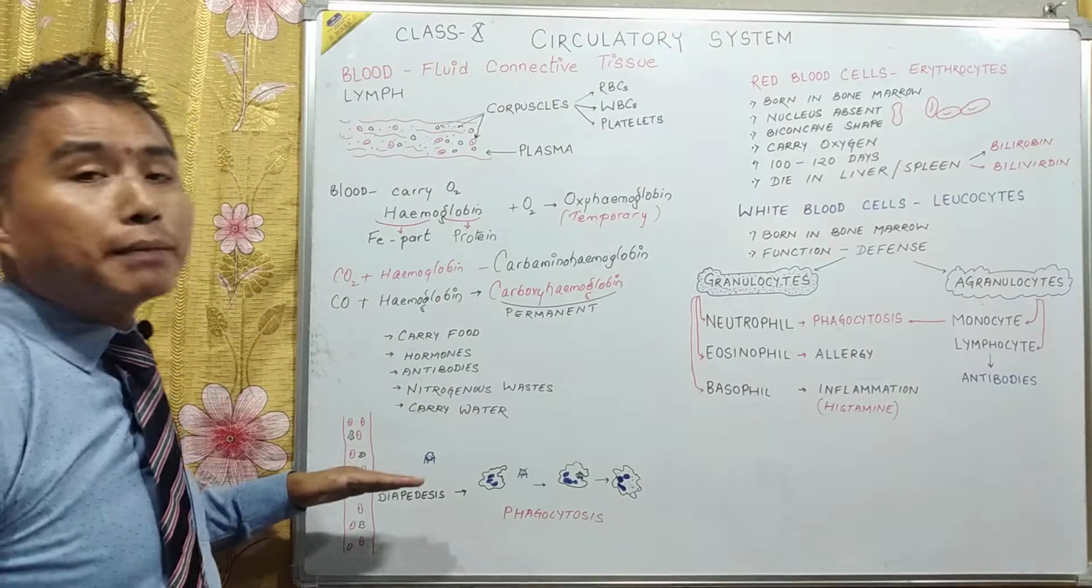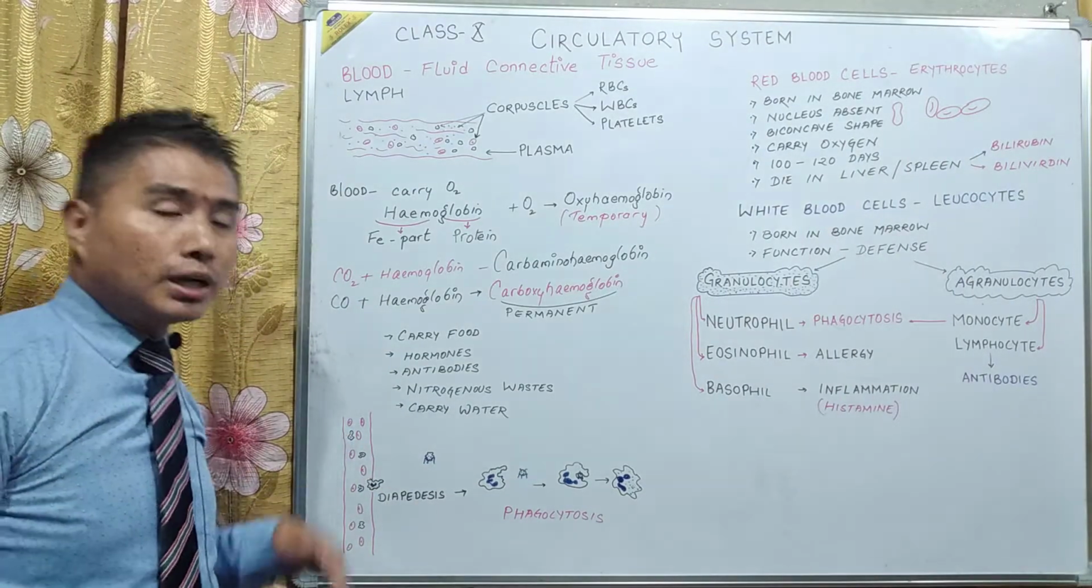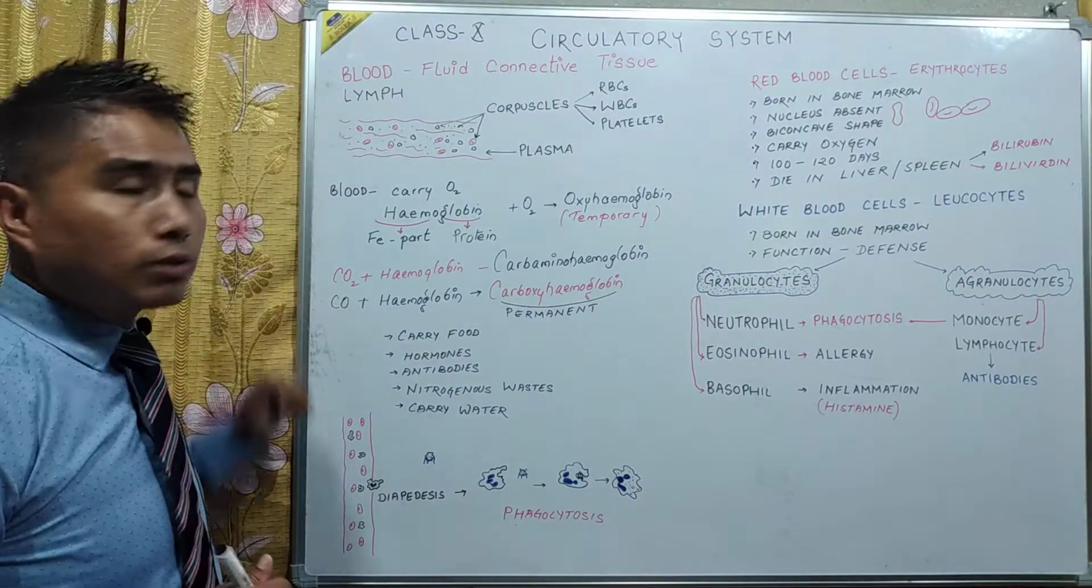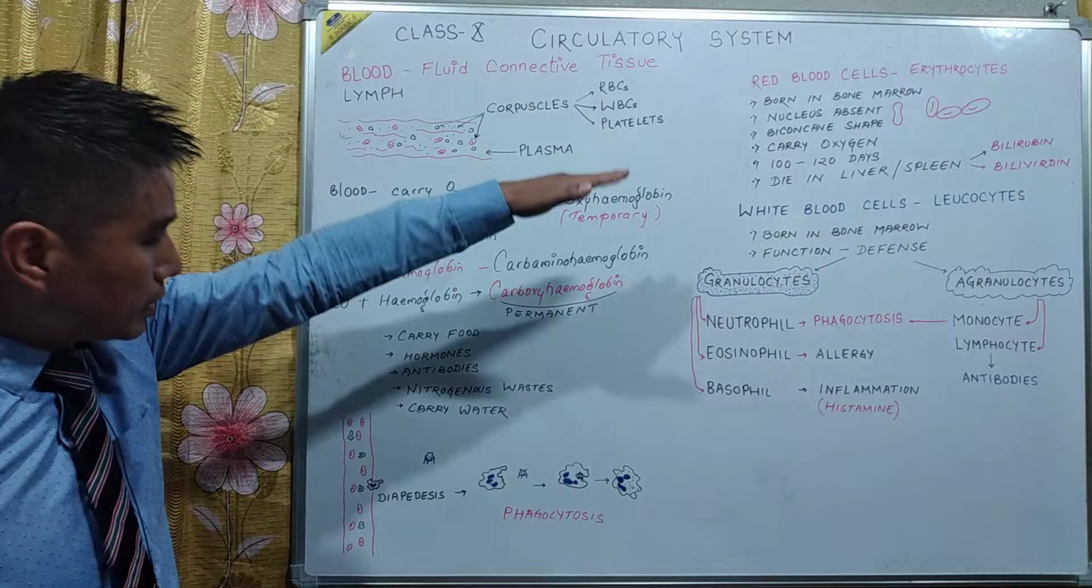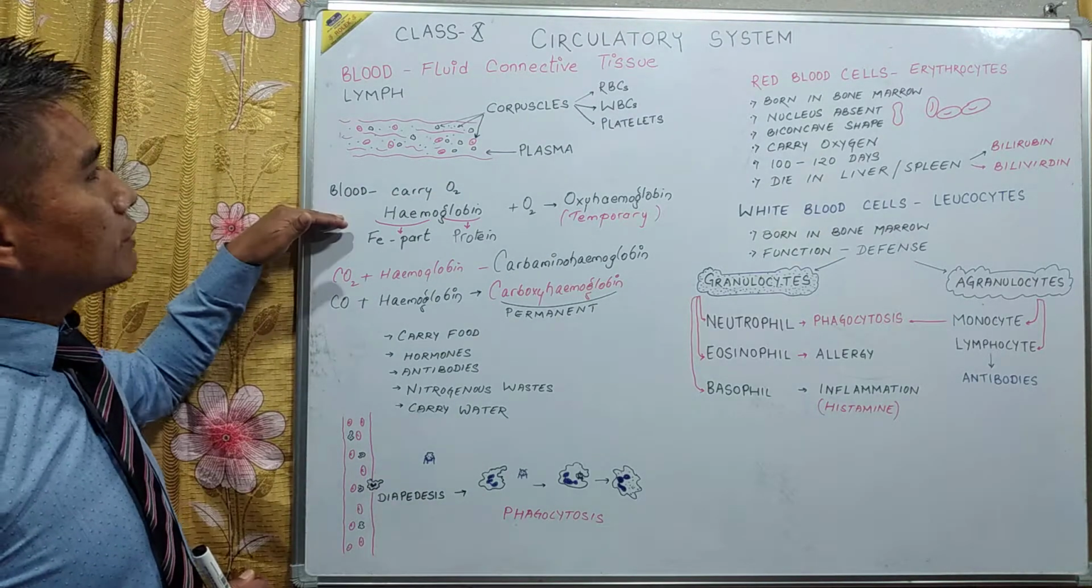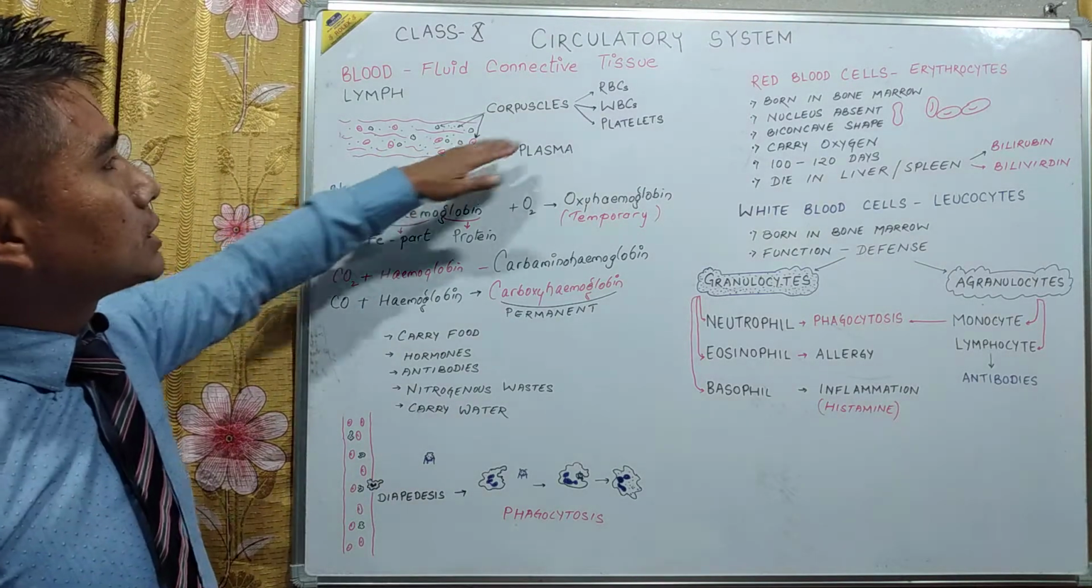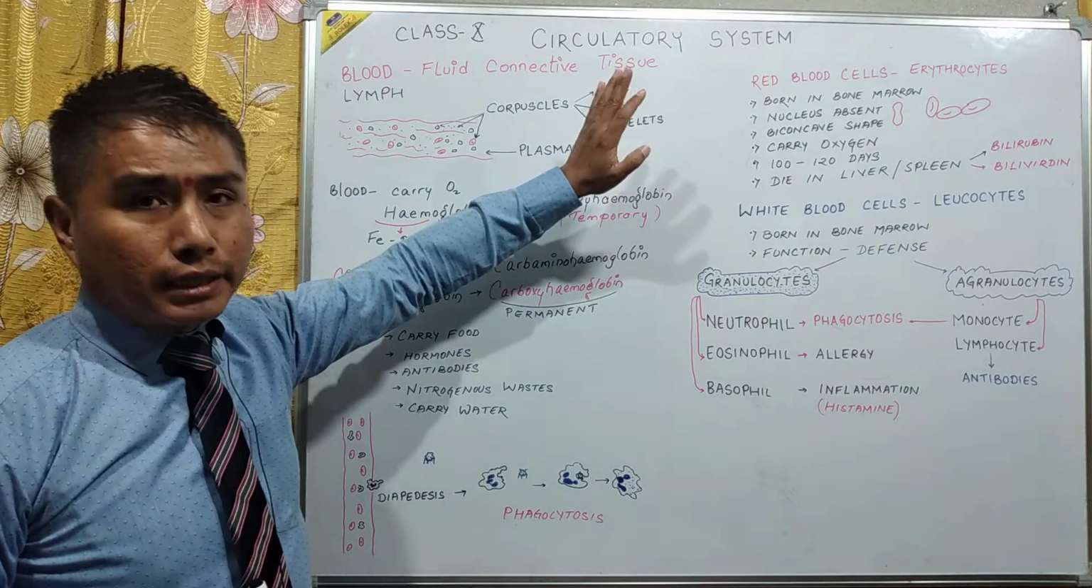The functions of blood, it might come in your exam. What are the functions of blood? Blood carries carbon dioxide also. Okay. Now we'll come to the different types of blood cells. Different types of blood cells are RBC, WBC, and platelets.